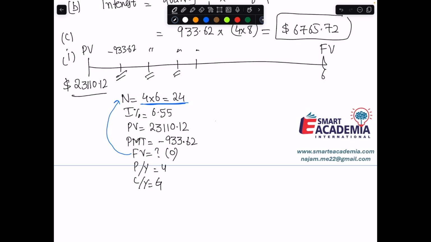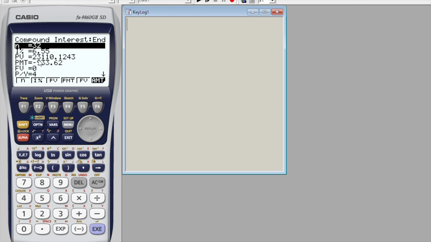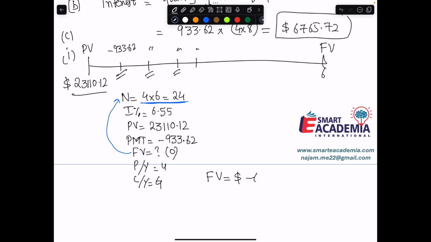So let's try to see what we get for our future value. Now, our N in this case is going to be 24. Our I is going to be 6.55, same. Present value is going to be the same. Our PMT is going to be the same. FV is what we need to find. And P over Y and everything remains the same. So we'll find the future value here. And future value turns out to be 6947.33. The future value is found as negative $6947.33. The negative sign shows that this is the payable value of the loan after 6 years, or the outstanding. So the outstanding balance after 6 years for Oscar is going to be $6947.33.